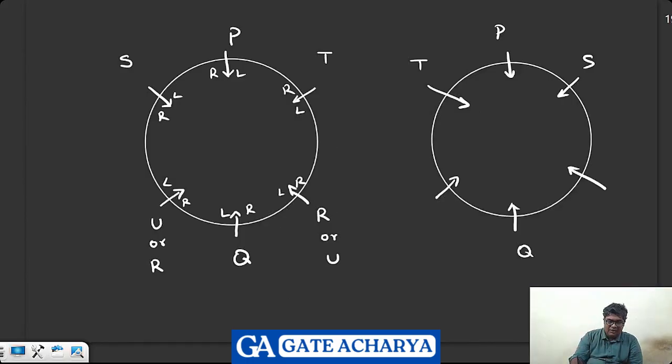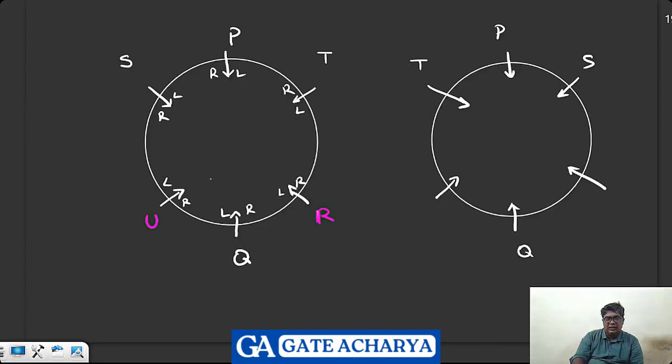Otherwise, I will have to draw 4 diagrams and everything. Okay, so let's see which works out. Just one minute. Let me take a different color so that you can understand this. Since it's a possibility, let's start with keeping U here, R here.